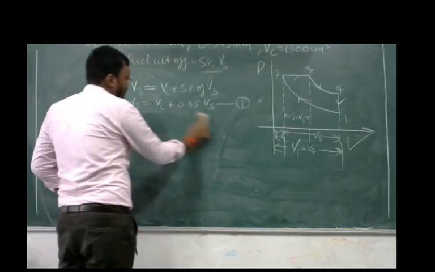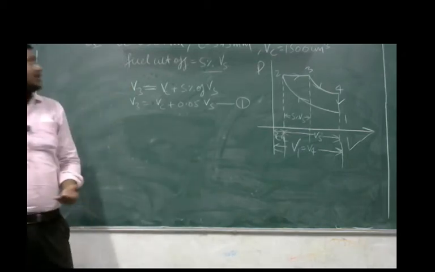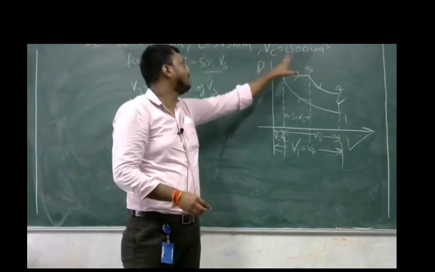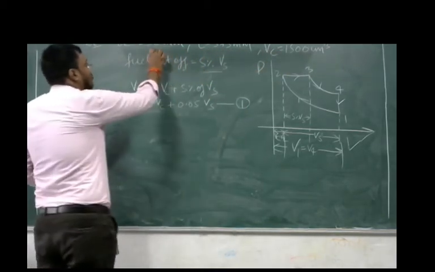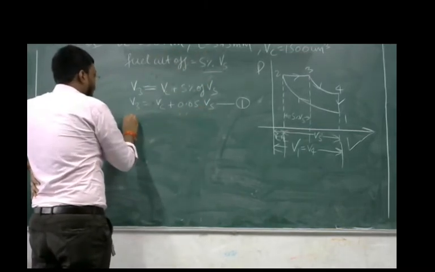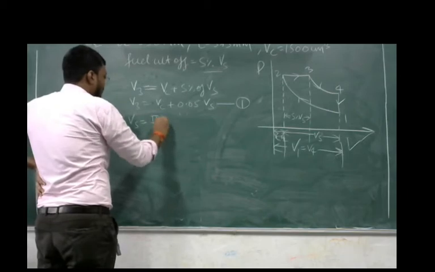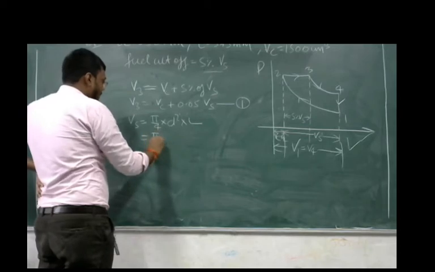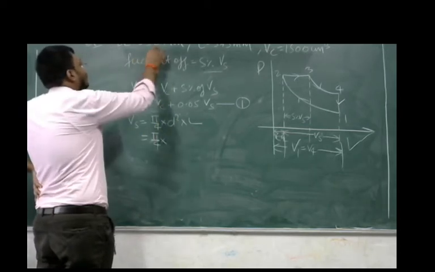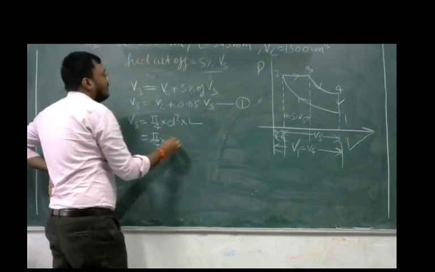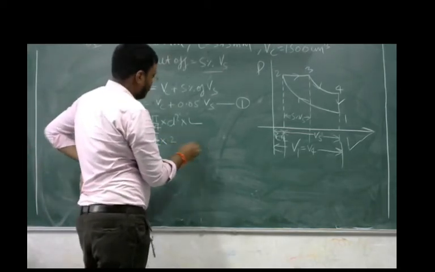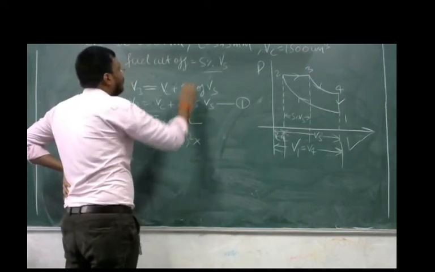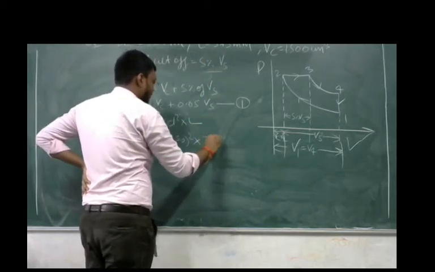To calculate R, some data are given in the question: diameter D equal to 250 mm, L equal to 375 mm, and VC is given. So first calculate the stroke volume VS. VS should be equal to pi by 4 into D squared into L. We know this formula. Put in all the values: pi by 4 into 250 squared into 375.